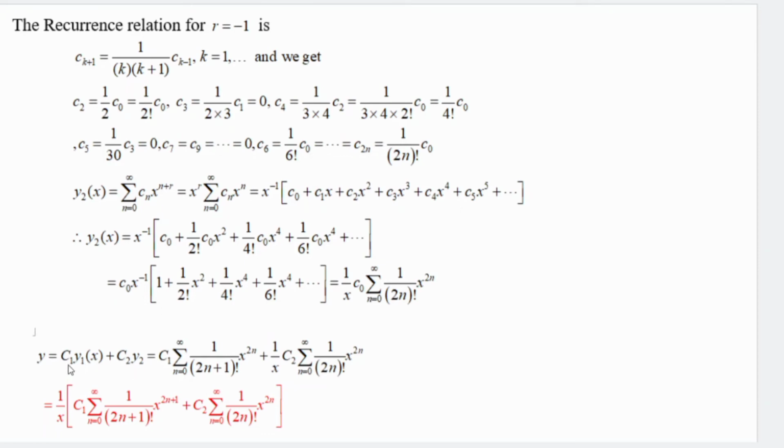So this here C1 means our C0, here our C2 means this C0. C0s or any arbitrary constant.